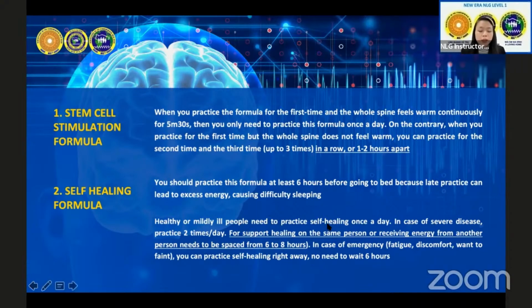Healthy or mildly ill people need to practice self-healing once a day. In case of severe disease, practice twice a day. For support, healing on the same person or receiving energy from another person needs to be spaced from 6 to 8 hours. What that means is, let's say you plan to practice self-healing in the morning. Then you have to wait at least 6 hours until the next time you practice self-healing again, or when you want to receive healing support from Mr. Lei or another energy participant.